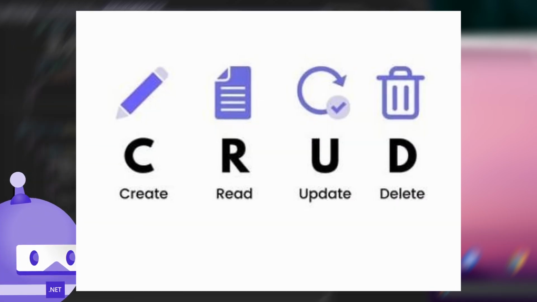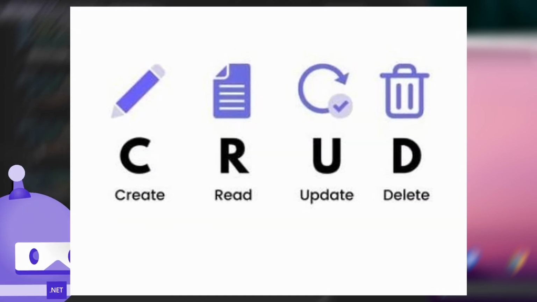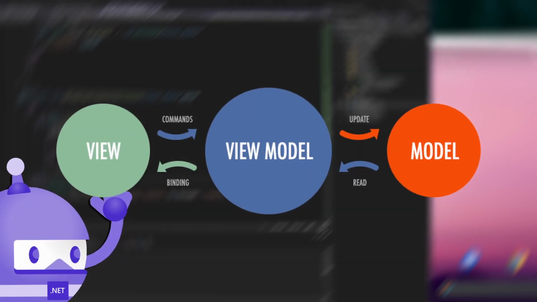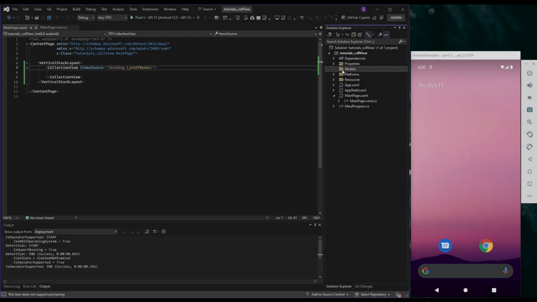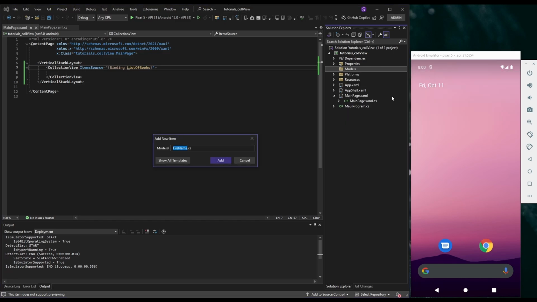Hey everyone, today I'll show you how to create simple CRUD operations on a collection view in .NET MAUI using MVVM and data binding. I'll guide you through every step from model setup to managing data updates, so let's get started. First, let's start by creating a model which will serve as the class we're working with.